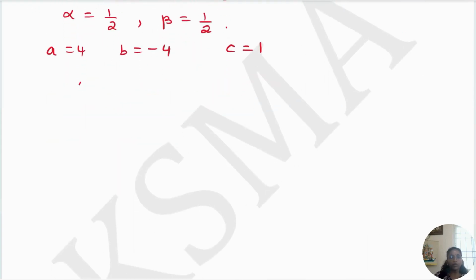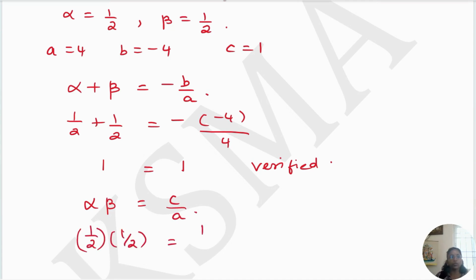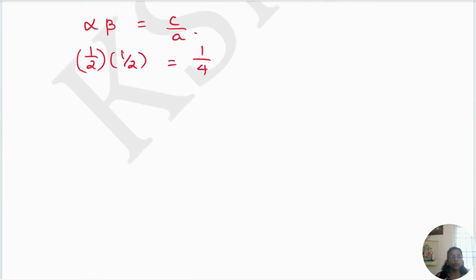And for the sum of zeros, alpha plus beta is equal to minus b by a. Alpha is 1 by 2, beta is 1 by 2, and minus of minus 4 divided by the a value, which is again 4. So 1 by 2 plus 1 by 2 is 1. Here, minus of minus 4, so plus 4 divided by 4, that is also 1. So verified. And for the product of zeros, alpha into beta is equal to c by a. Alpha is 1 by 2 and beta is 1 by 2, and the c value is 1 and the a value is 4. So 1 by 2 into 1 by 2 is 1 by 4. So the right side is also 1 by 4. So hence verified.